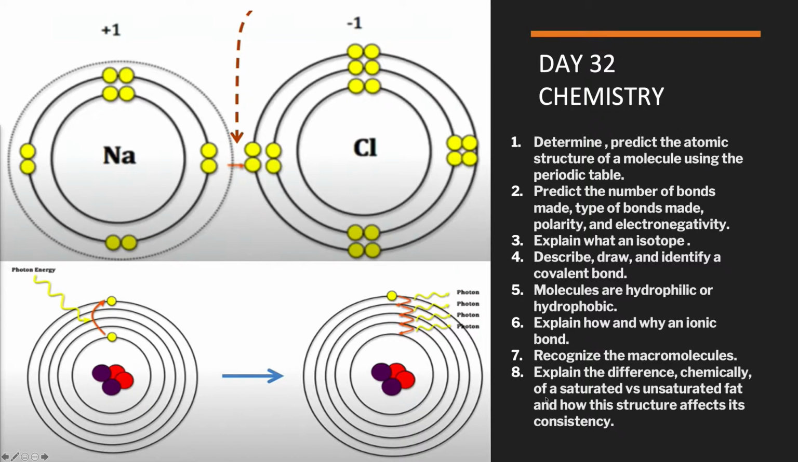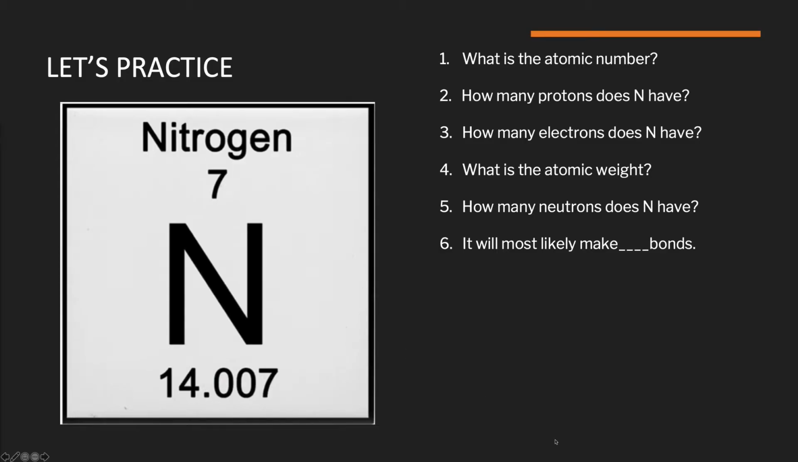All right, so on the screen here you can see that this is an ionic bond, right? So ionic bonds are when the electron completely transfers from one atom to another. And then this is showing you energy, right, which we'll talk about actually later. Okay, so let's practice. So if you can, pause this video and answer these questions about nitrogen. I'll give you a second to pause.